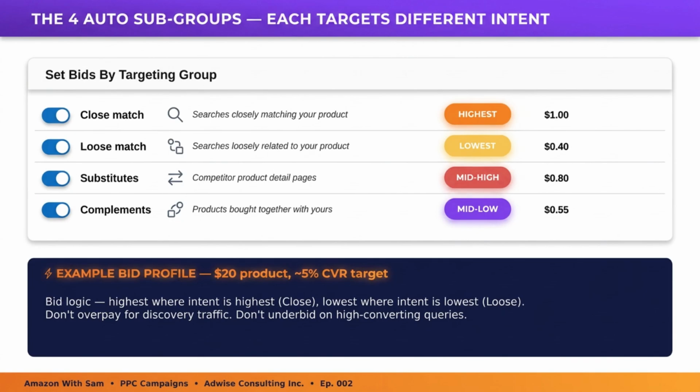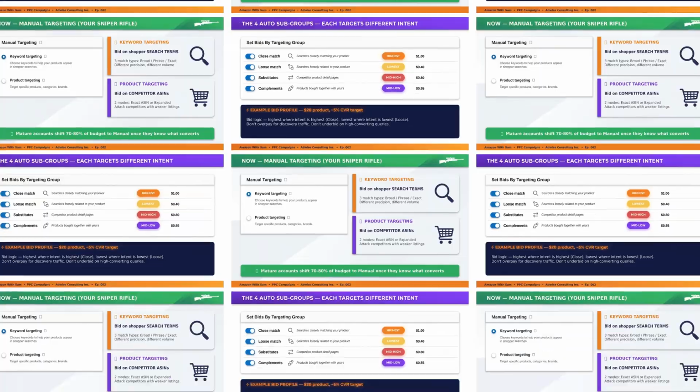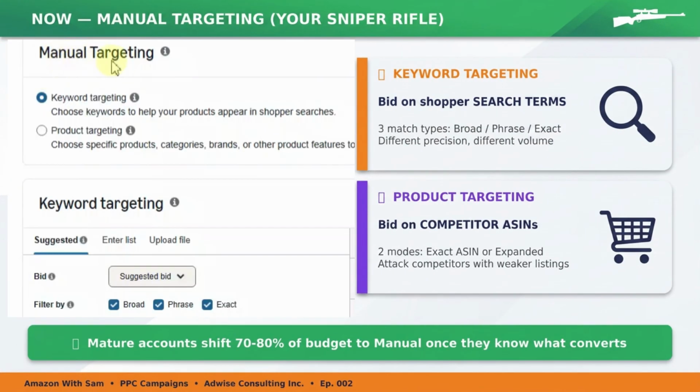This 4-bid setup means every dollar you spend goes further. You're not overpaying for low-intent traffic. You're not underbidding on high-intent traffic. Set this up tonight if you haven't. Okay, auto's done. Now manual. Manual is your control tool.